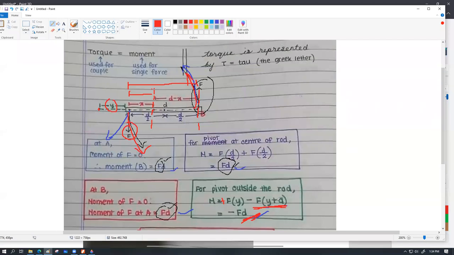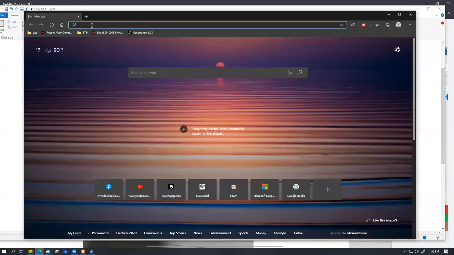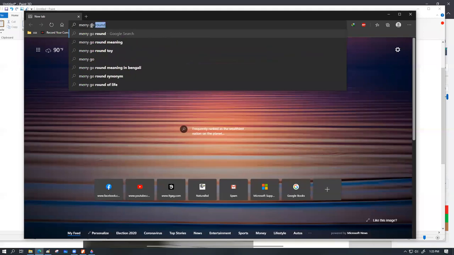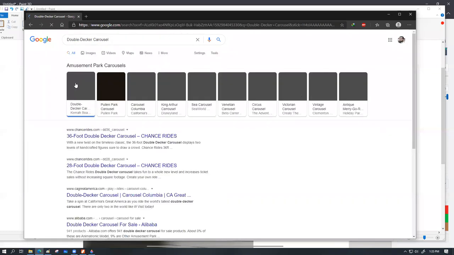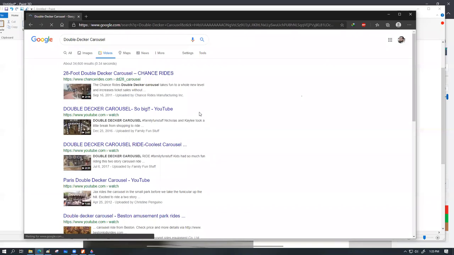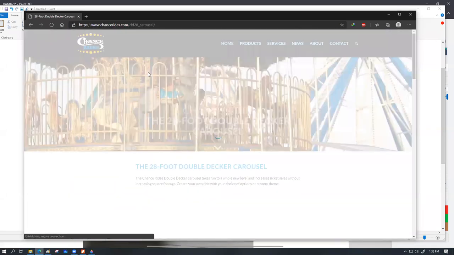Sadia, bujha gaya sir? Acha, good. Can you ask where the pivot lies outside the rod? Yes. Oh, come on.